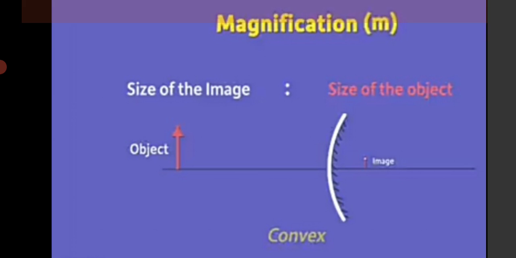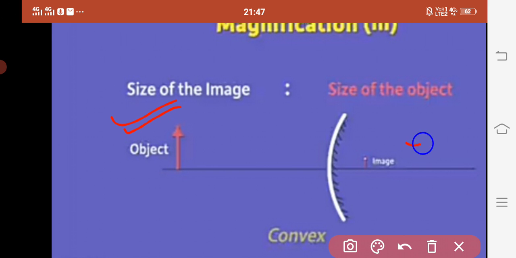We can see the object on this side and the image on this side. Just look at the size. The image is smaller than that of the object.